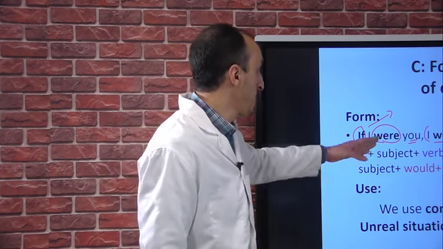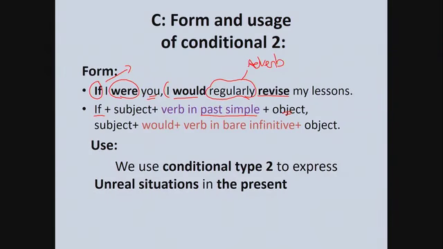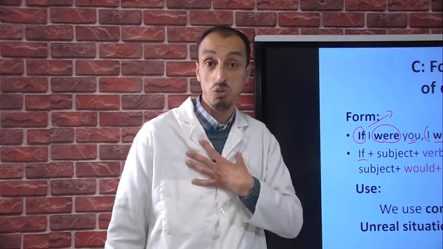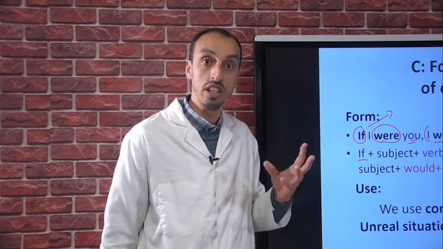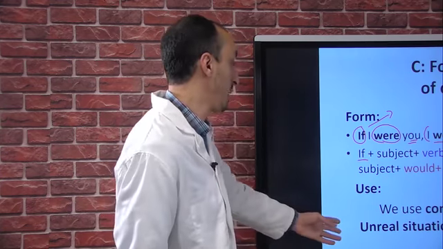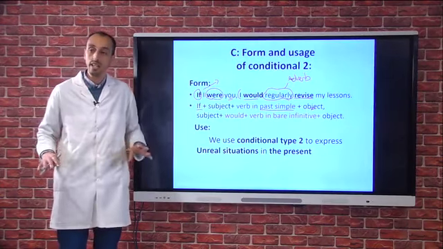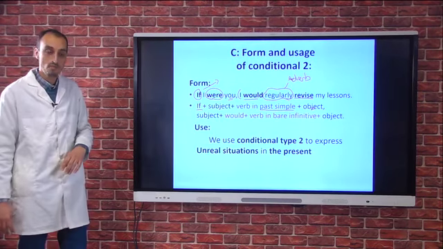So that's why, let's go again to our example. If I were you. With the verb to be in the past, we usually say if I was, but here we are breaking the rule just to draw the attention of the listener. If I were you, now to show him that this is an unreal situation.